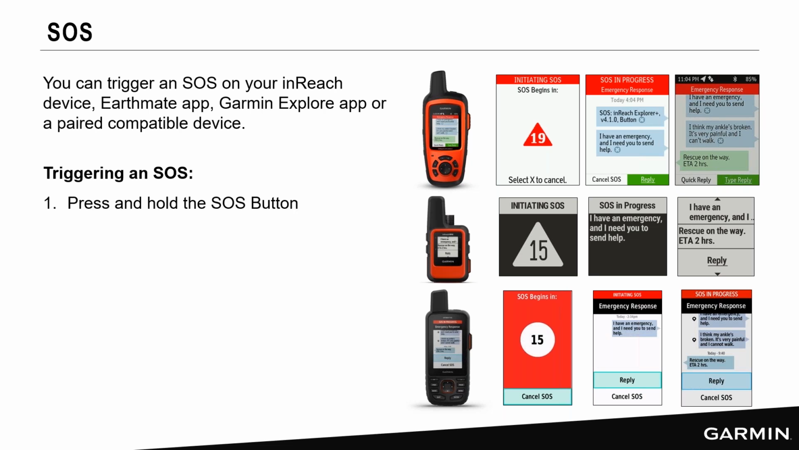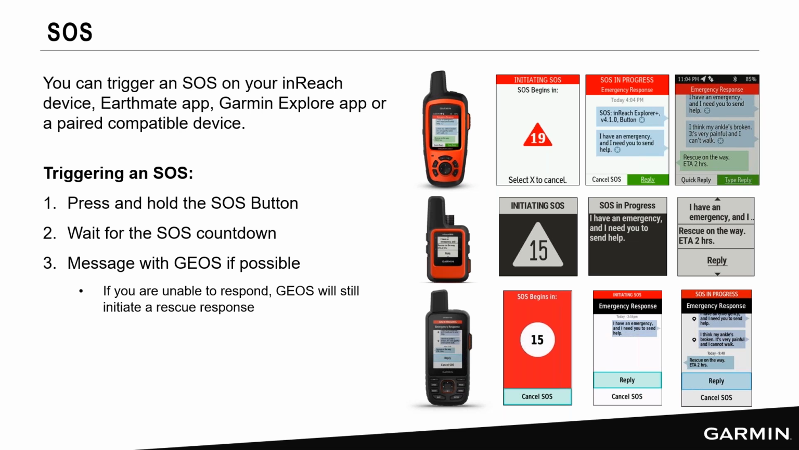You notice the Explorer Plus, the Mini, and the 66i all have the rubber flap on the side. You pull that to the side, push your finger in on the SOS button, press and hold, and after pressing and holding, the SOS countdown will start. That gives you 20 seconds to cancel if you change your mind. After those 20 seconds, a message is sent to GEOS.